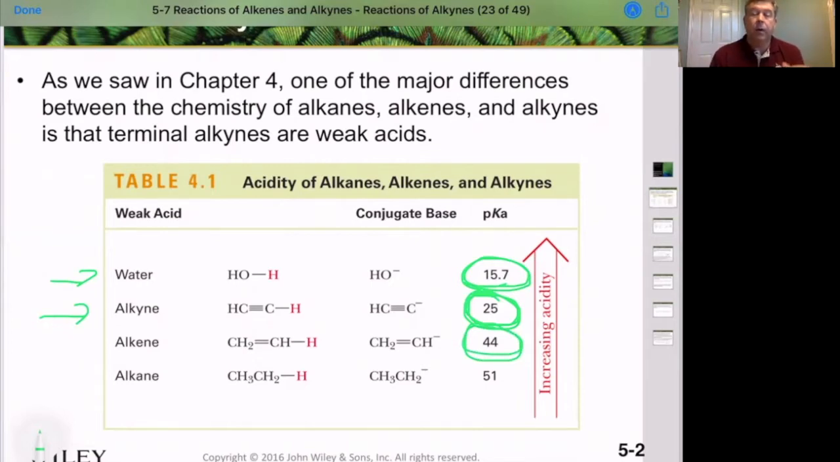And if we go all the way from an sp2 down to an sp3 hybridized carbon, the acidity drops one more time to one of our least acidic compounds, at a pKa of 51, just like an alkane. So this is sp hybridized, this is sp2 hybridized, and this is sp3 hybridized. The sp character of the triple bond of the alkyne gives it its acidity.